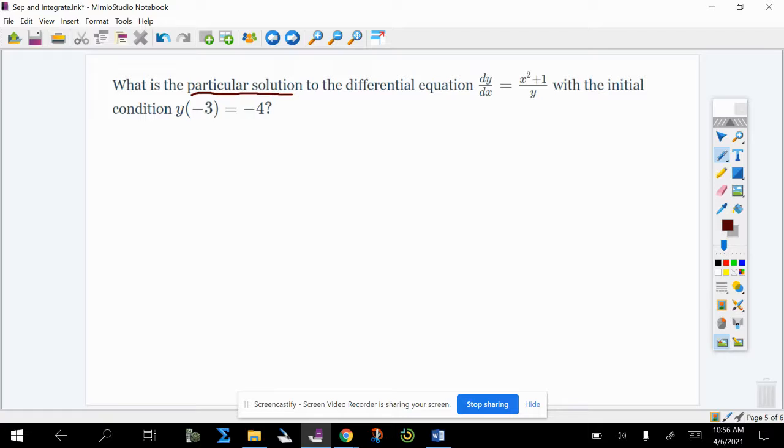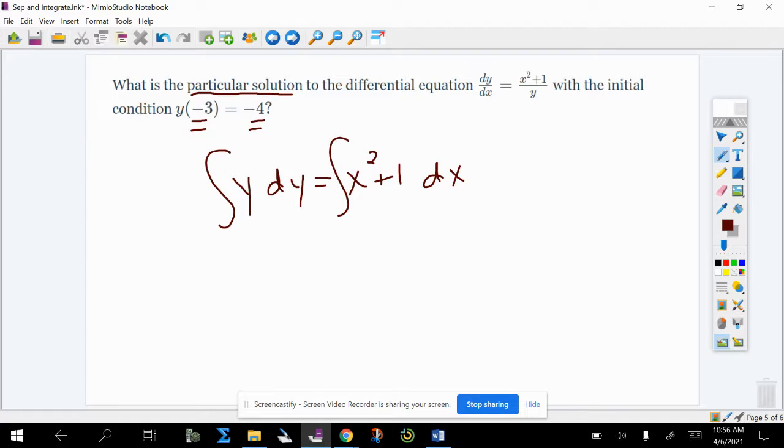Particular solution means you have extra given information that allows you to figure out what that C value is, what that constant is. That extra information is going to be presented as a point. So we're still going to separate and integrate. If you look at this first one, the separating is by cross multiplying. And then we're going to integrate. And then we're going to get y squared over 2 equals x to the third over 3 plus x plus c.